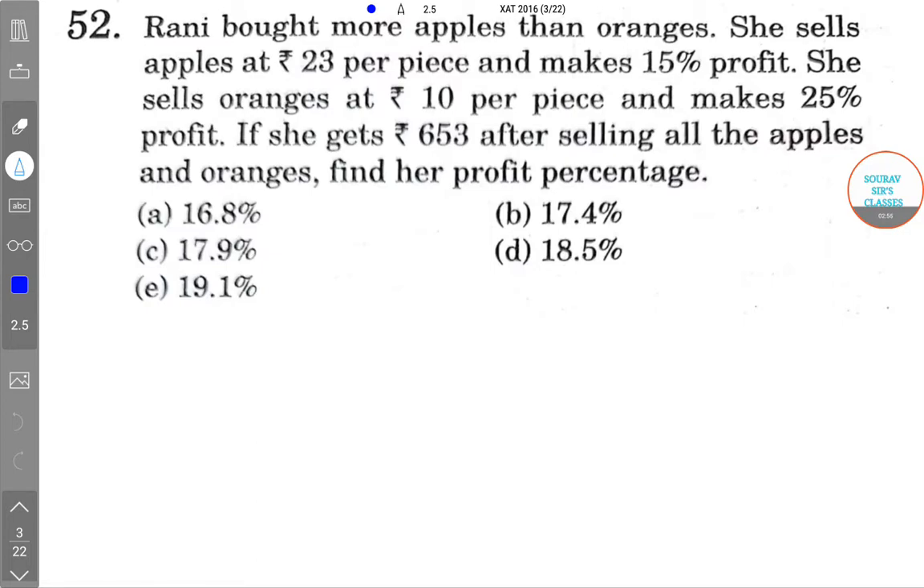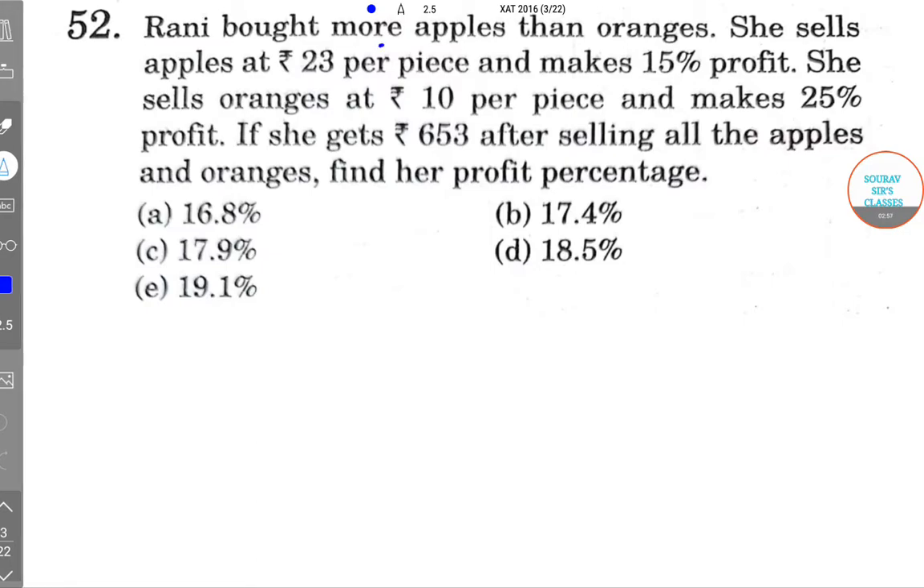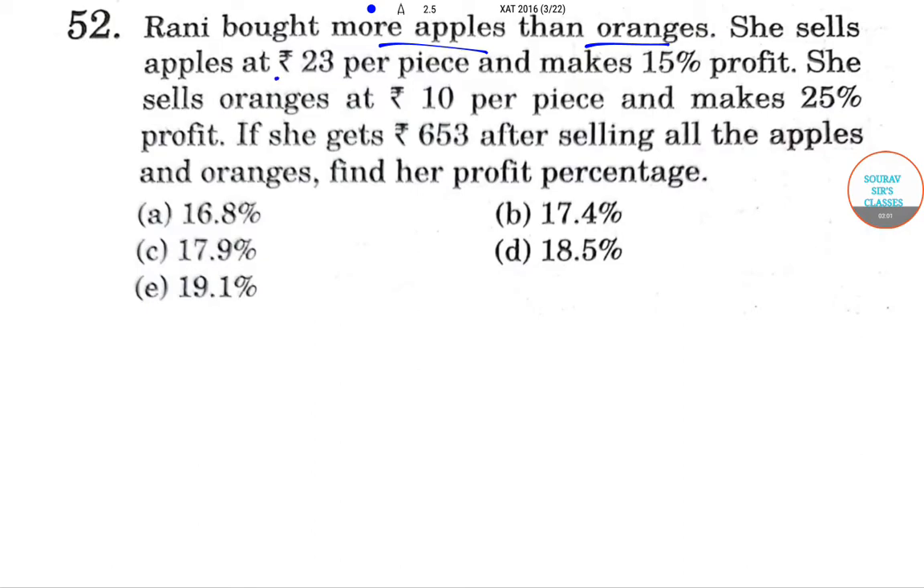The next question is, Rani bought more apples than oranges. She sells apples at Rs 23 per piece and makes 15% profit. She sells oranges at Rs 10 per piece and makes 25% profit. If she gets Rs 653 after selling all the apples and oranges, find her profit percentage.